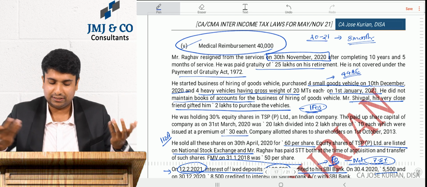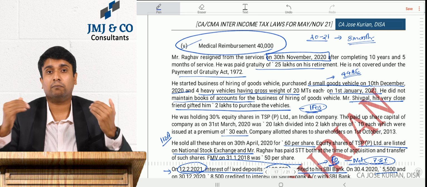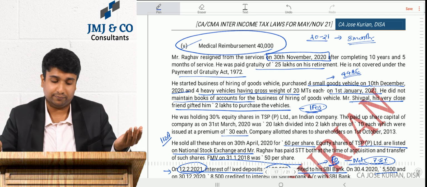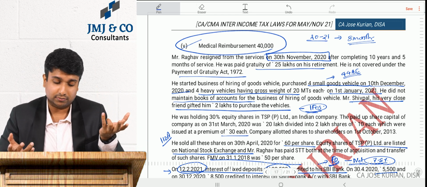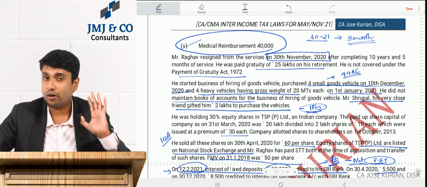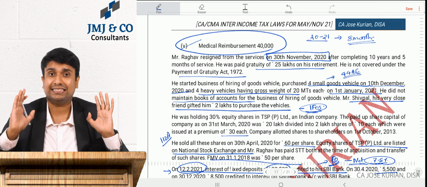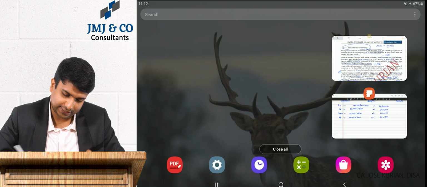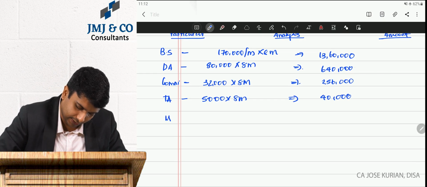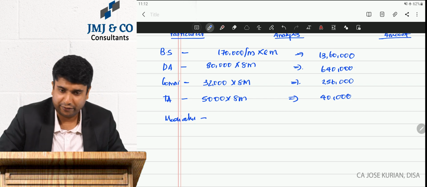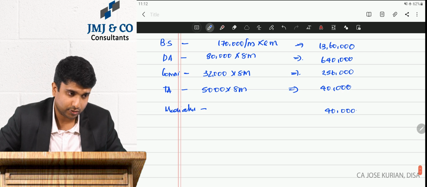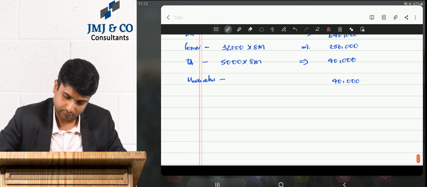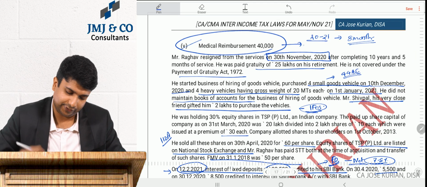But here in the question, there is no information in relation to the hospital, whether it is a government hospital or something. All right. So what we can do, we can take that entire 40,000 as taxable income. Definitely it would be taxable. For 40,000 it is fully given.